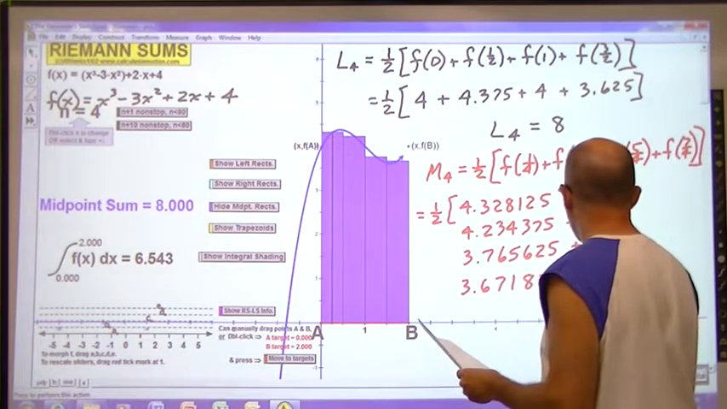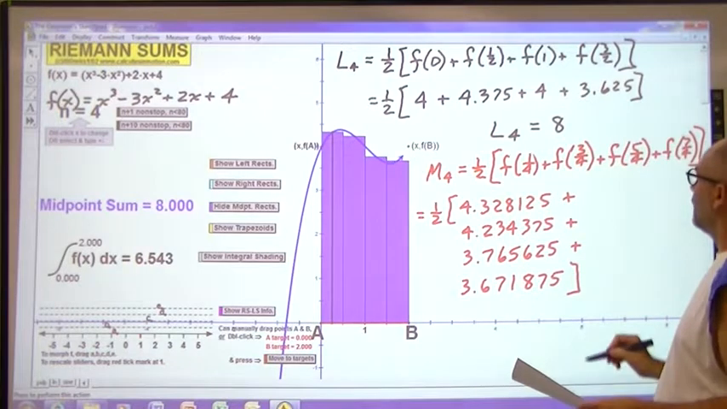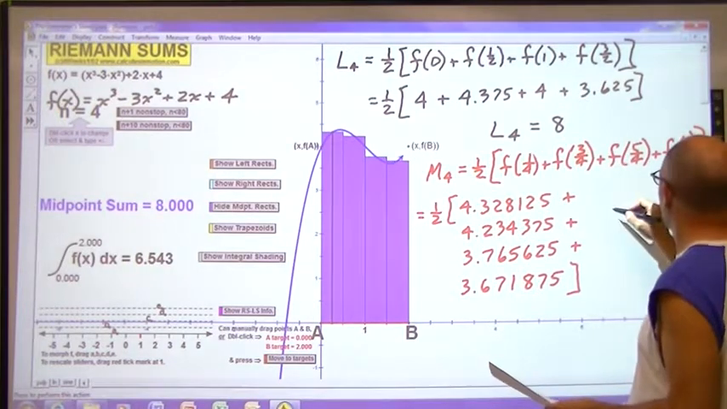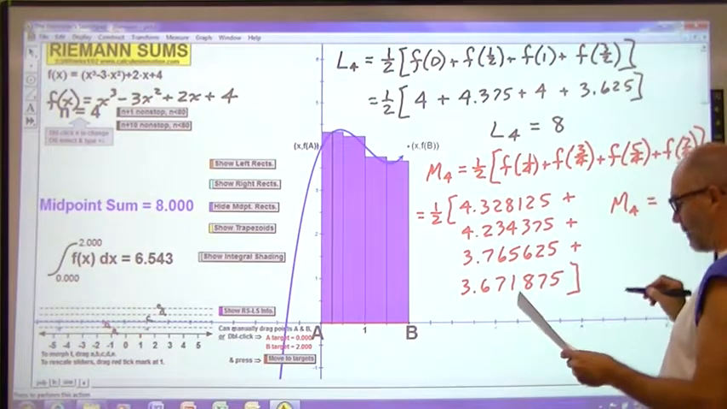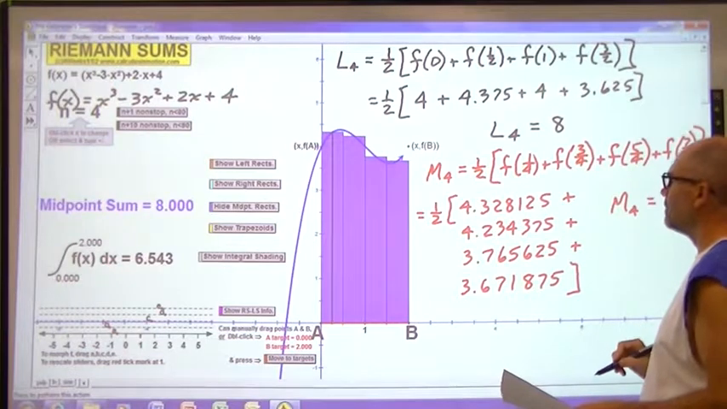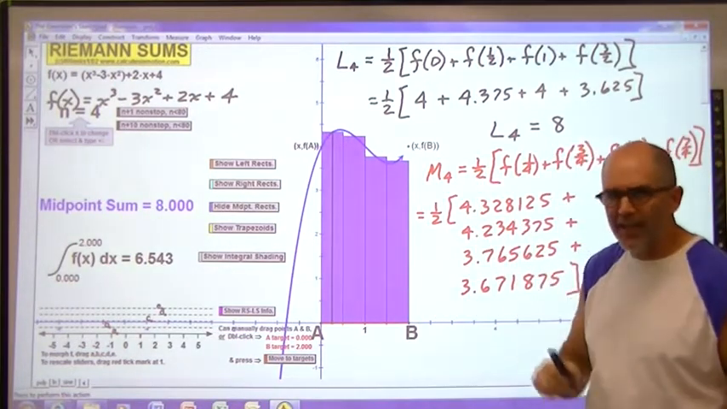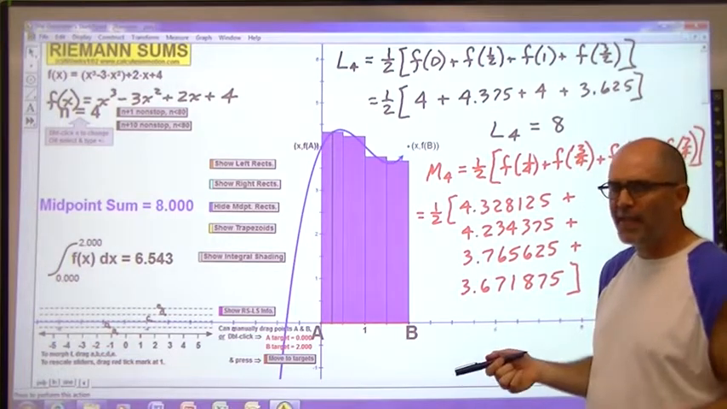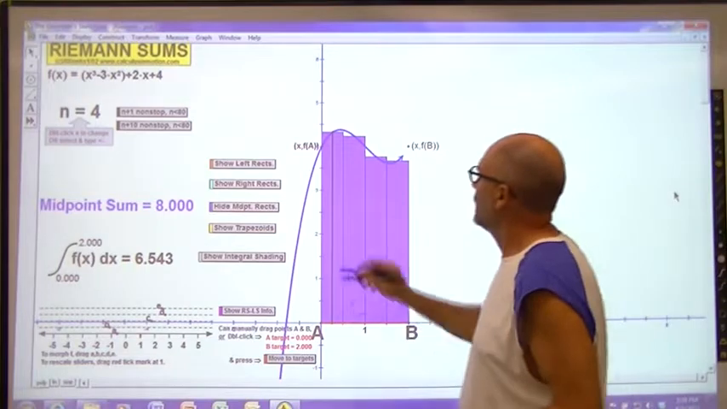So, the midpoint of 4 happens to also equal 8. So why is the left, the right, and the midpoint all exactly 8? Well, let's look at all three of those again.